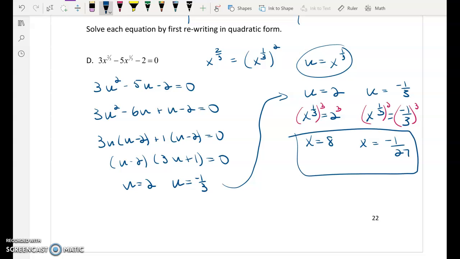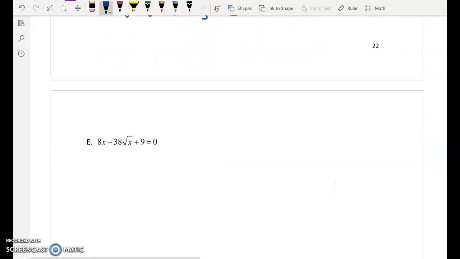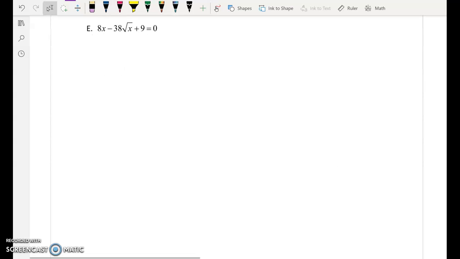So those are the two solutions to that equation. If you were to plug those back in, that equation would actually equal 0. So if you want to pause the video and try the last two, you can do that, and whenever you're ready, just play the video and you can check out the written out work for this.